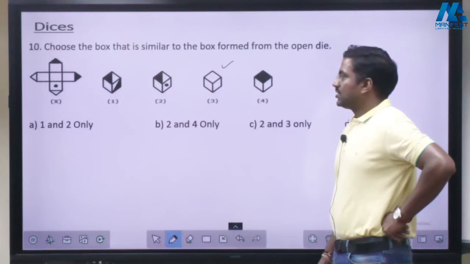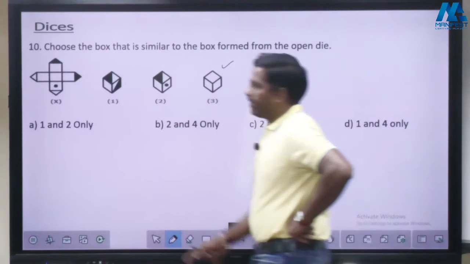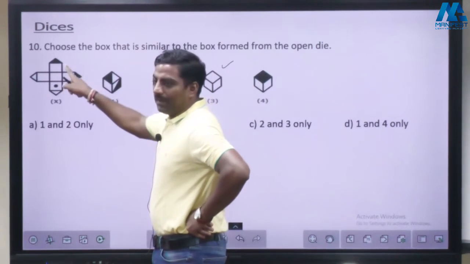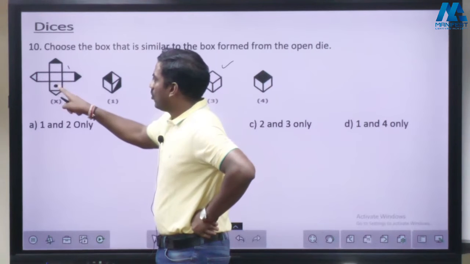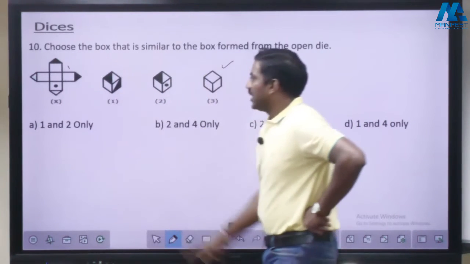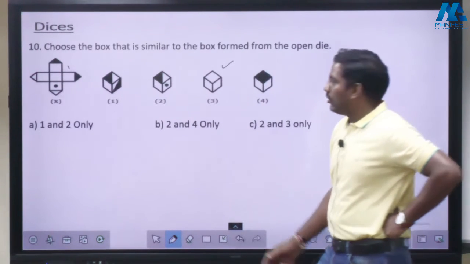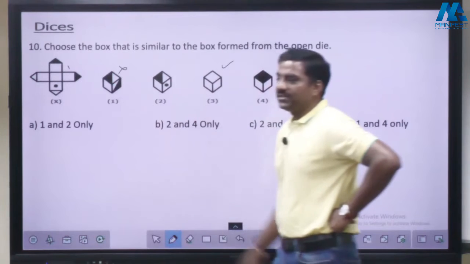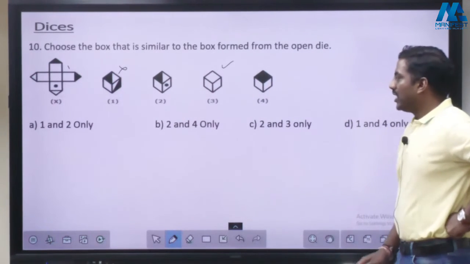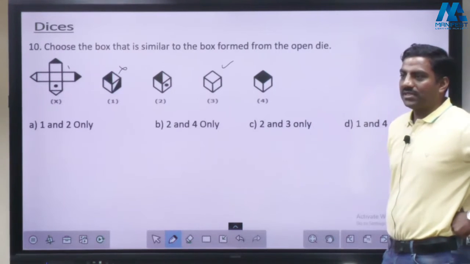Then the shaded portions. See, these fours are pakka. 1, 2, 3, 4, 5 are pakka. Only one will get shade. Yes or no? Only one will get a triangular shade. This is not the answer at all. So in our answer, 1 should not be there. 3 must be there. What is the answer?